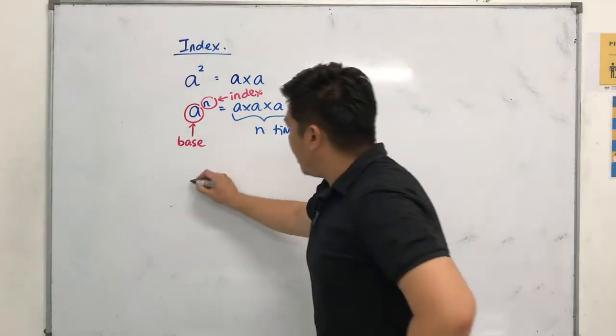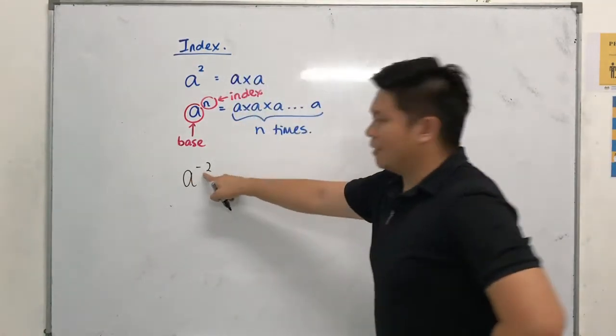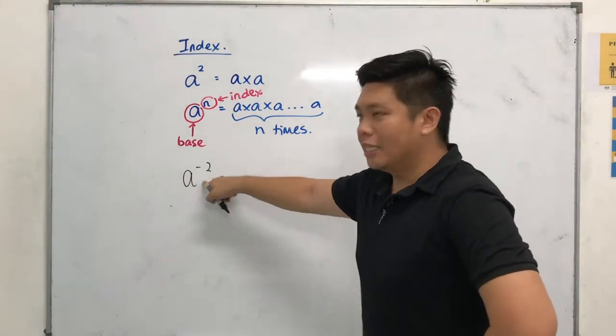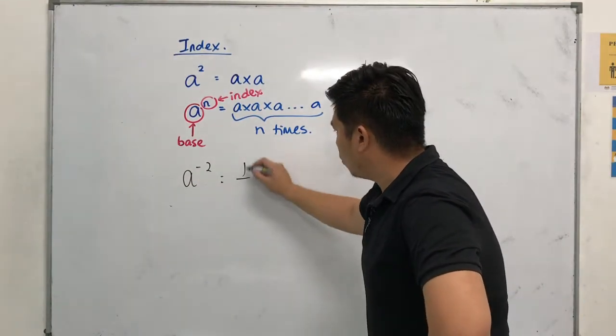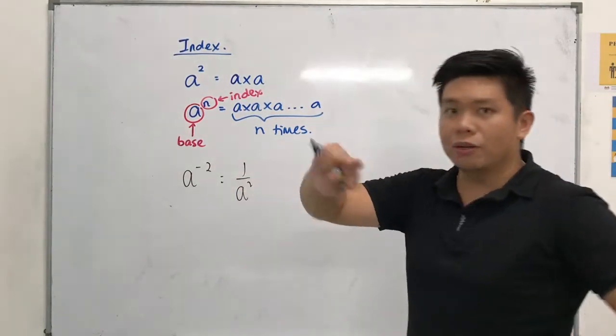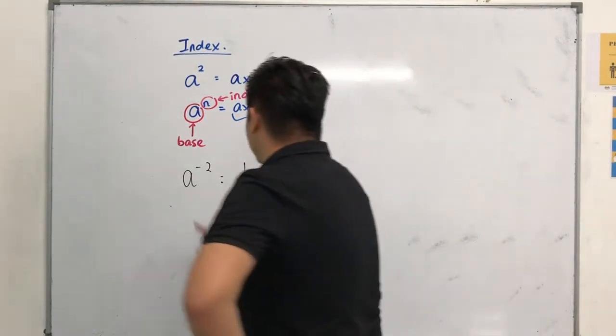So over here, this is the first example. If I give you a to the power of -2, if I have a negative index, so now it's a to the power of -2, right? Negative index. This one simply means 1 over a square. Okay, itu maksudnya. So it's actually a reverse ataupun an inverse. Okay, so a to the power of -2.